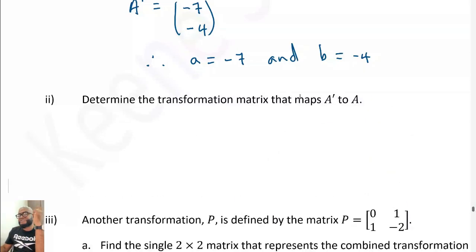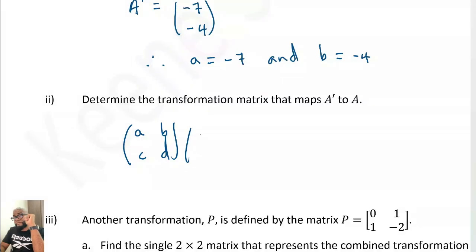They said determine a transformation matrix which maps A prime back onto A. So watch it. This is going to be some transformation matrix, I'm going to call it (a, b, c, d), which is going to map the matrix A prime. What is the matrix A prime? We just found that, right? A prime is a coordinate that we're going to write in vector form. So what are the coordinates of A prime? -7 and -4. Very good. And this will be equal to A.